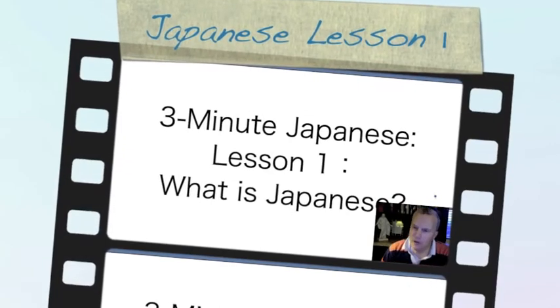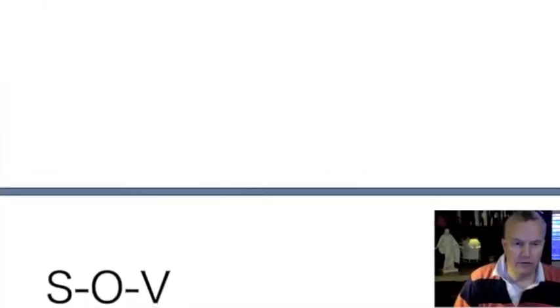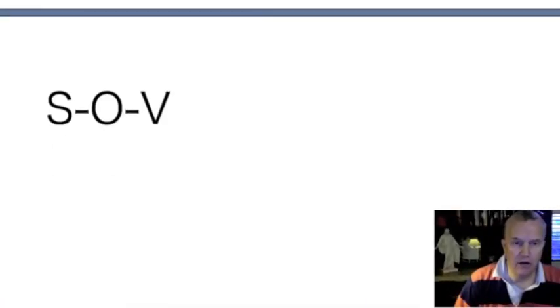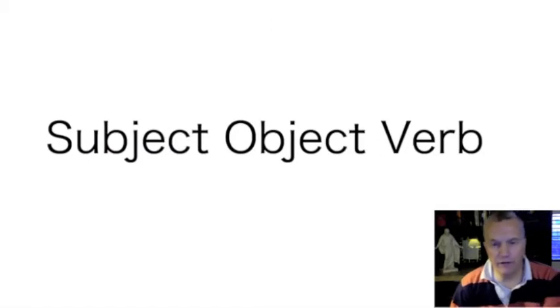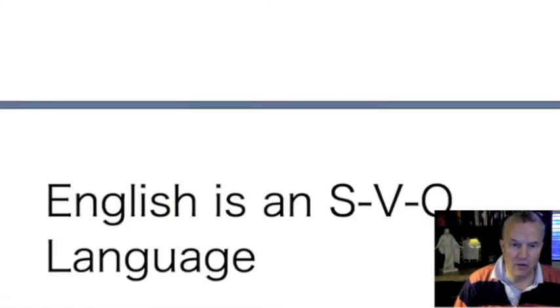Lesson 1. What is Japanese? First of all, Japanese is what I call an SOV language. What does that mean? Subject, object, verb. This is the basic order of the words in a sentence. Unlike English, English is an SVO language.